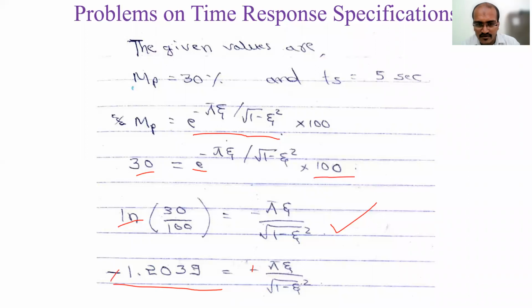Next, here a square root is there. To remove this square root, we'll multiply this square root of 1 minus zeta square to this 1.2039, and we'll square both sides. When you square both sides, this square root will go away. That operation we'll do in the next step. So till here, no issues.